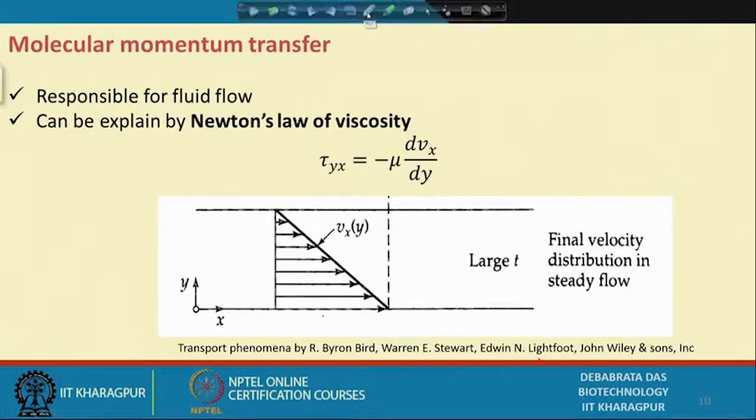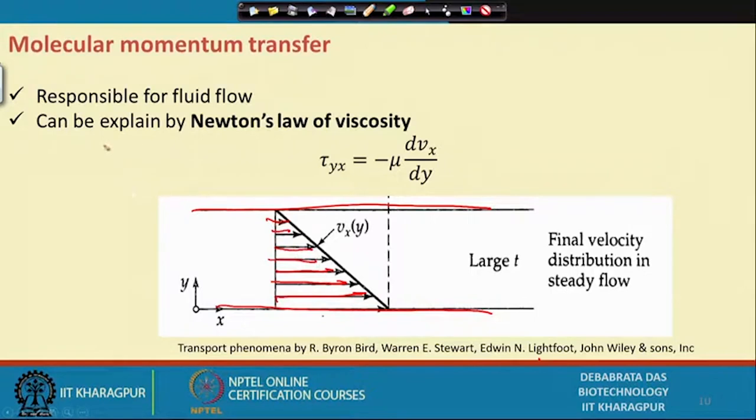Now, molecular momentum transfer, how can we calculate it? Suppose there are two plates, this is one plate and the other plate, and stagnant water is there between them. All of a sudden you move the bottom plate, then what will happen? The velocity of the fluid will be like this, the profile will be like this.